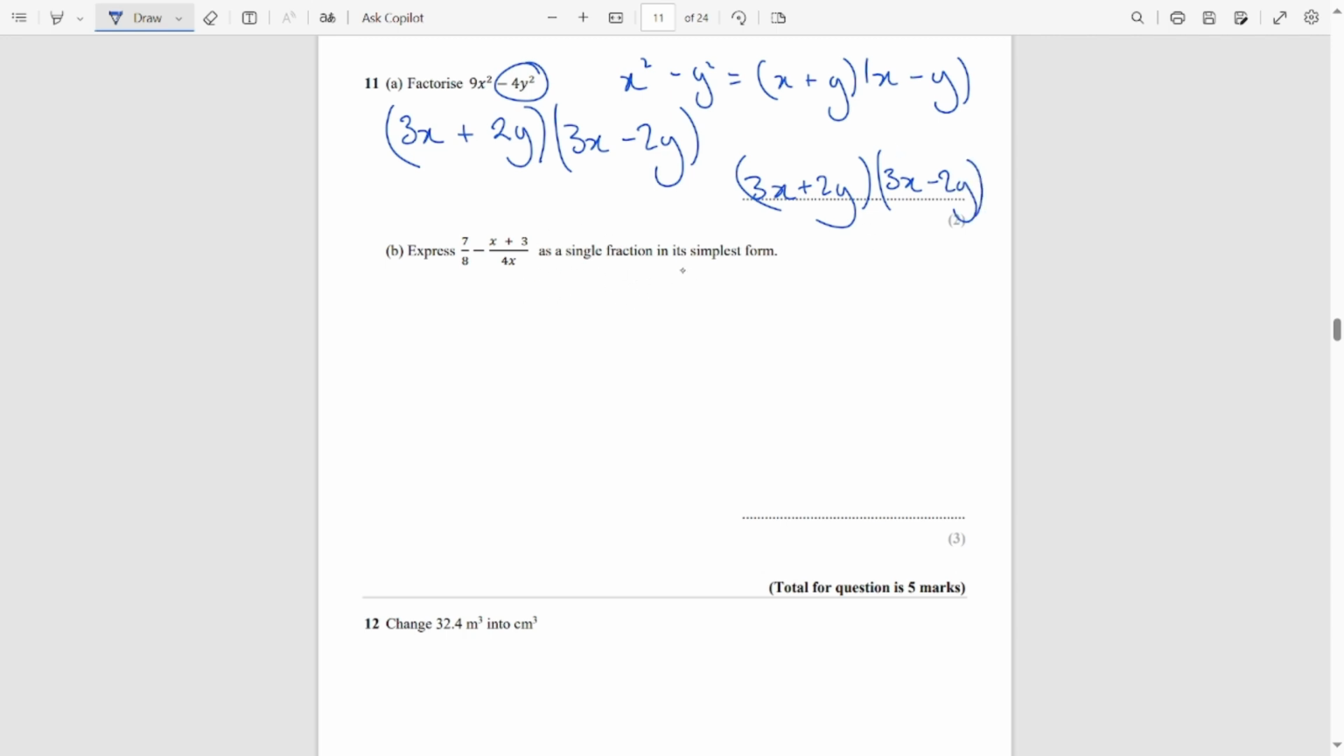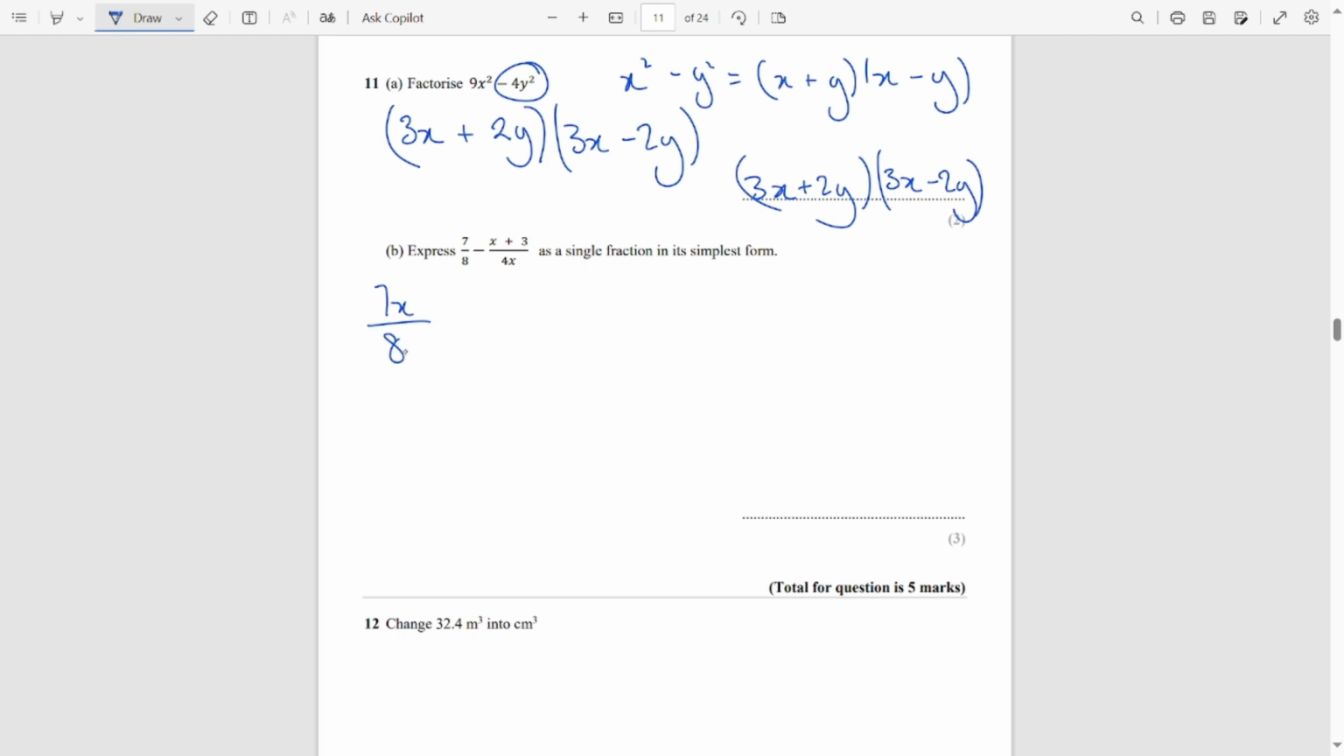Express this as a single fraction in its simplest form. Again, I'm not liking the denominators, so I'm going to multiply everything up. And I think if I multiply this here by x, that would help me, because here I can see on the other side I have a 4x, so I want an x in the denominator at least. So let's multiply top and bottom by x.